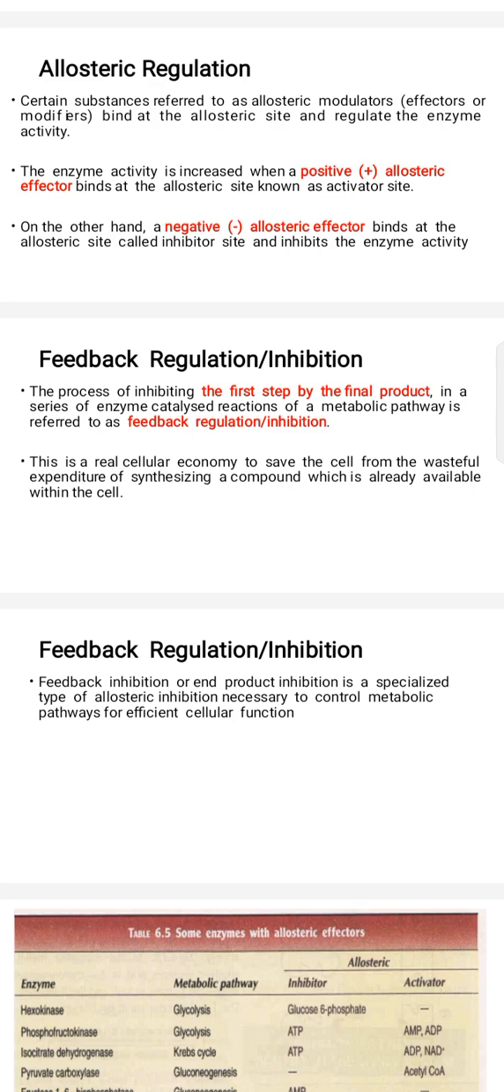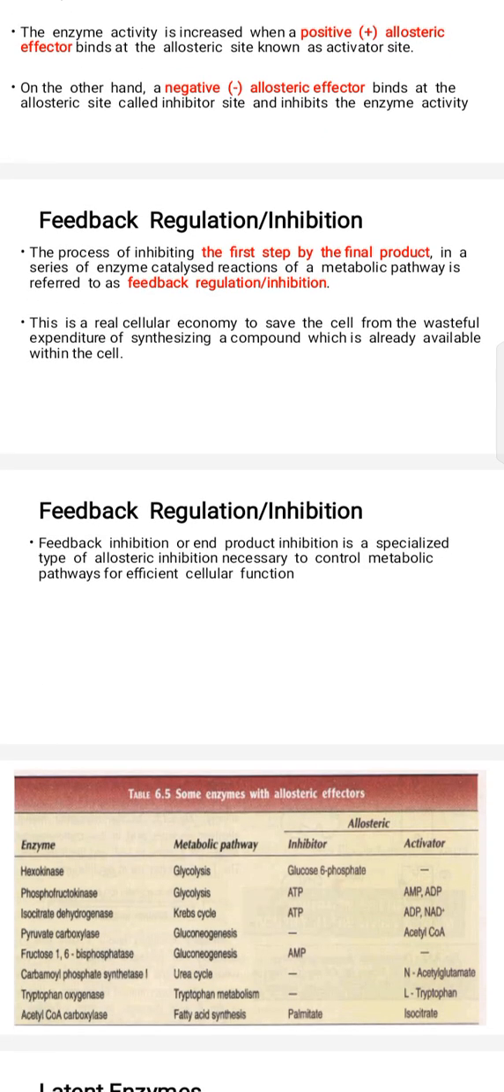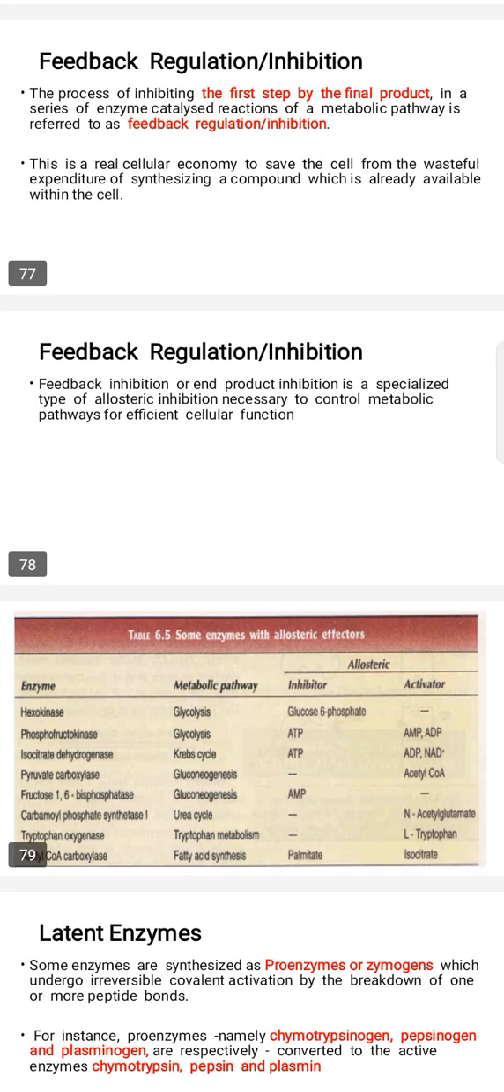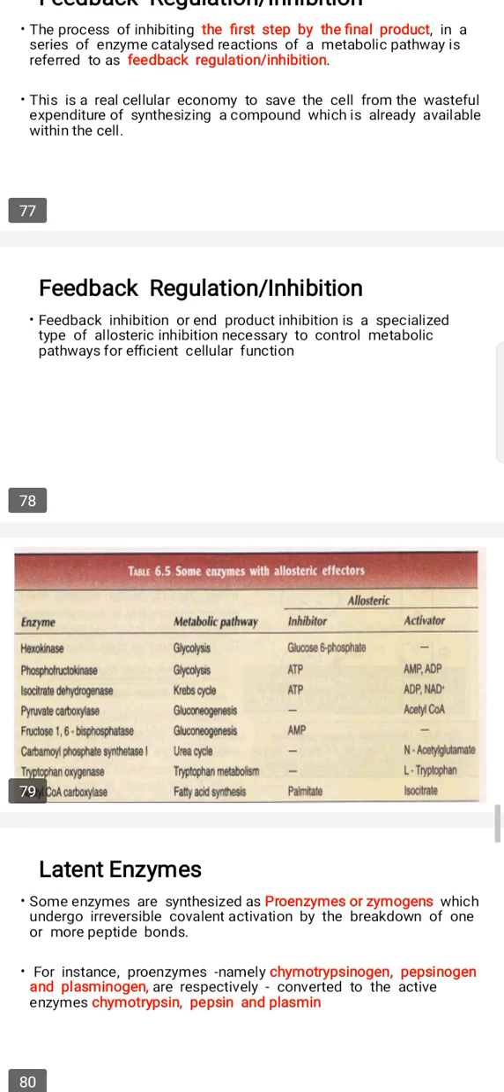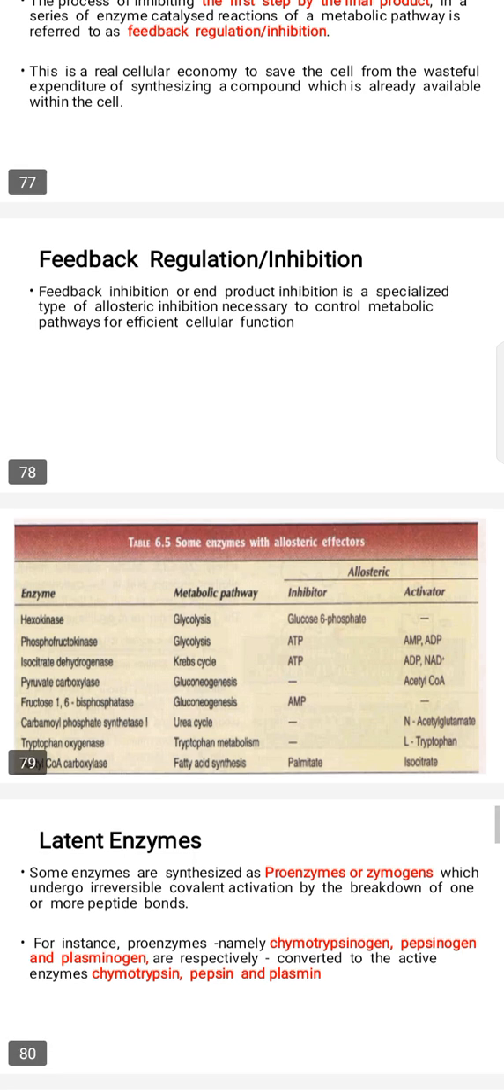So in feedback regulation or inhibition, we are trying to stop the first step of the process by the final product that the process will produce. This is a real cellular economy, to save the cell from the wasteful expenditure of synthesizing a compound which is already available within the cell.